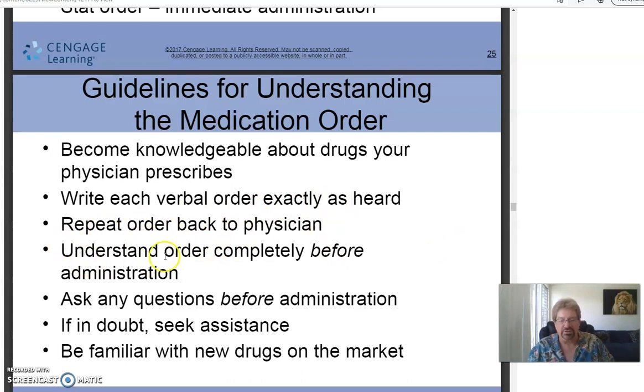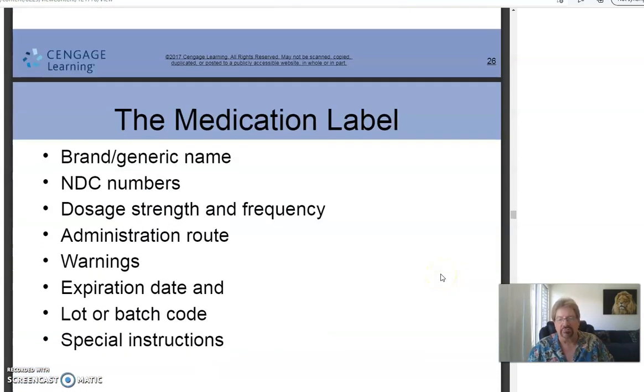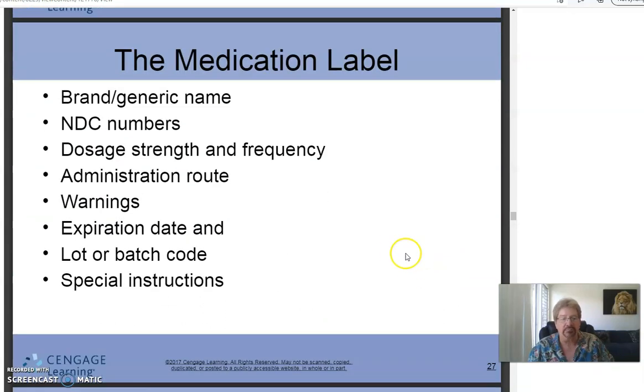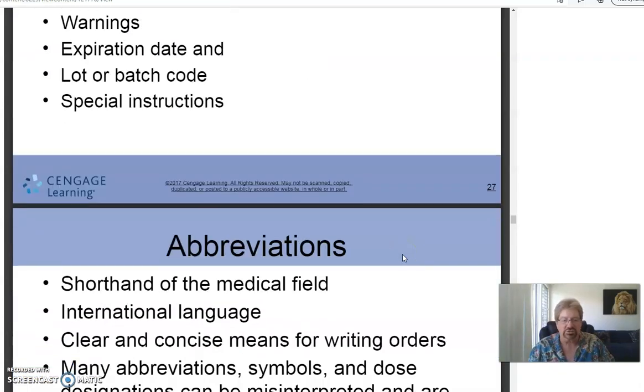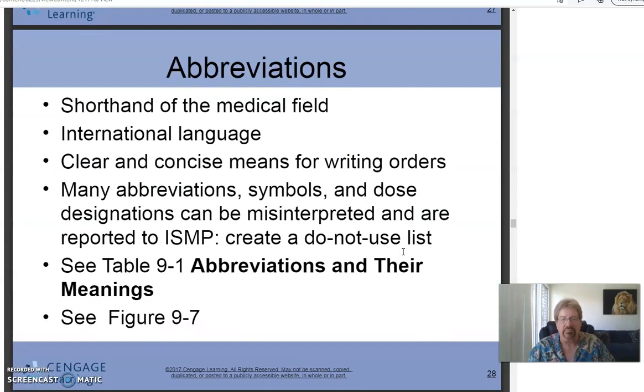Repeat back to the physician. Understand order completely before administration. Ask any questions before administration. If in doubt, seek assistance. Be familiar with the new drugs on the market. The pharmacy reps will keep you up on that. Medication label: brand, generic name, NDC number, dose strength, frequency, administration route, warning, expiration date, lot or batch code, special instructions. I'm moving because I want to try to get done.